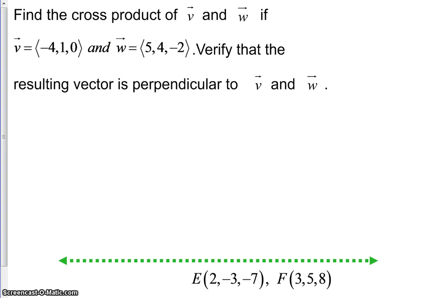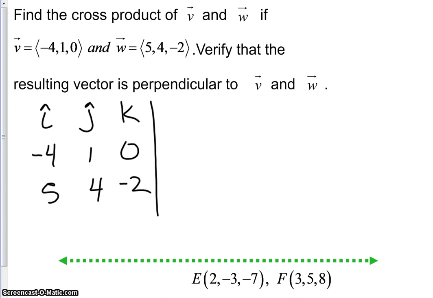Okay, so let's look at this. What you want to do to start with is draw our vectors, and the vectors are this i, this j, and this k, and I just write out i, j, k. And then we write the next vector, our v vector would be negative 4, 1, 0, and the w vector is 5, 4, negative 2. Okay, and we're trying to find the determinant of this.